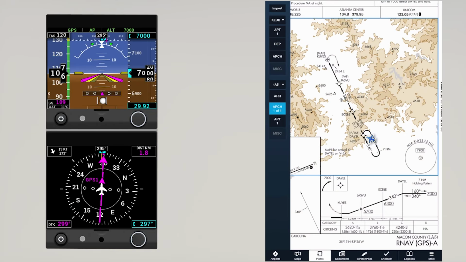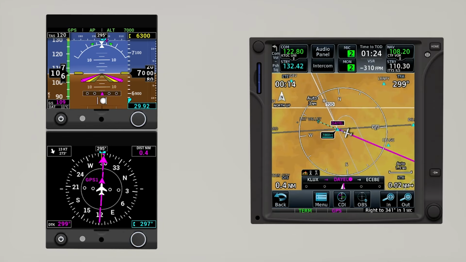We're approaching Dale now, so I'm going to set my altitude pre-select for the next segment at 6,300, and I'll use vertical speed mode on the autopilot to manage the step downs here on this approach. Here comes the turn.